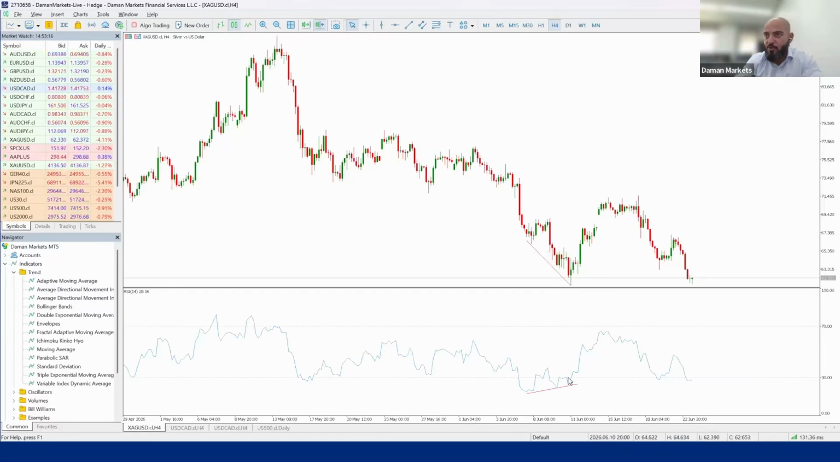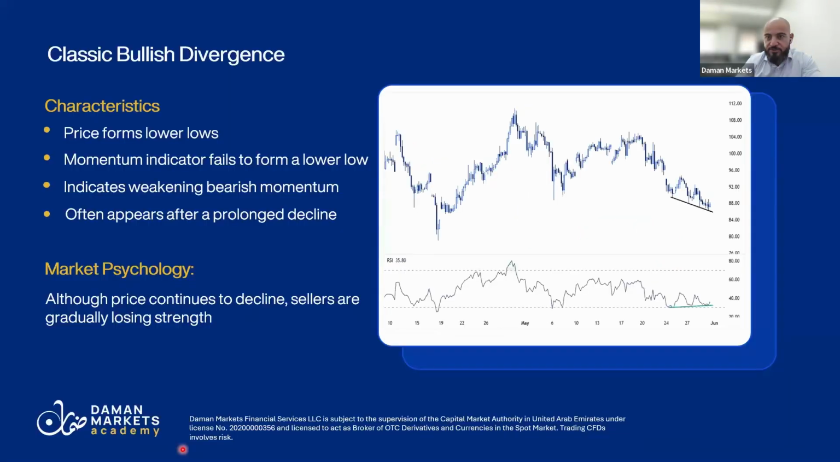Prices drop to a new low, momentum fails to drop to a new low. This is the definition of a classic bullish divergence.